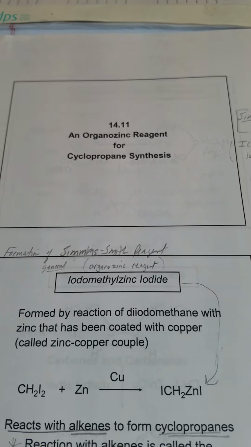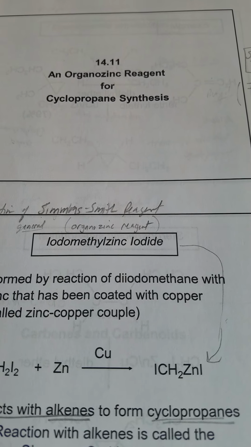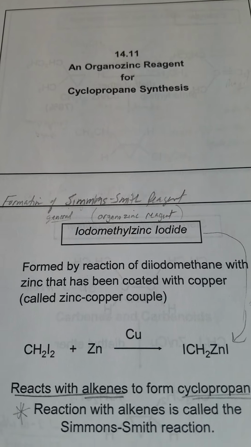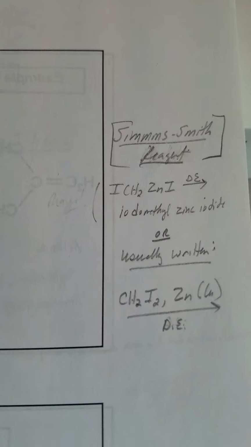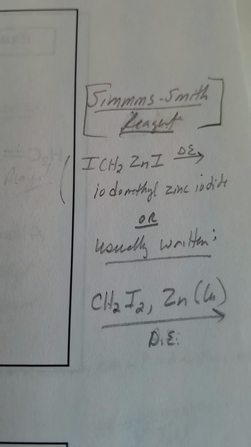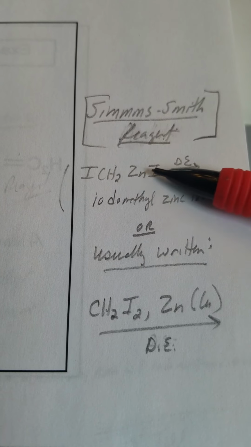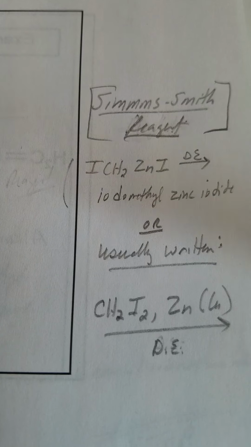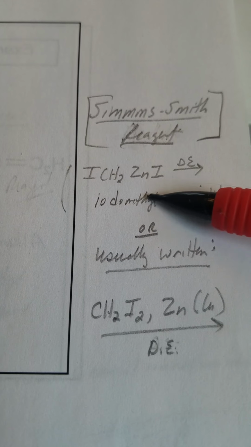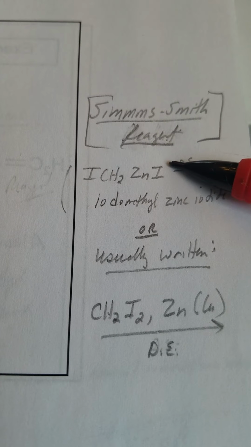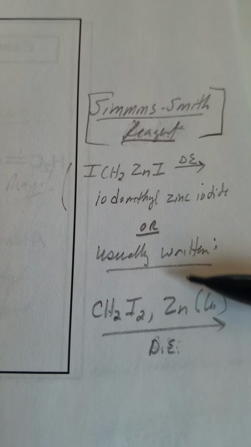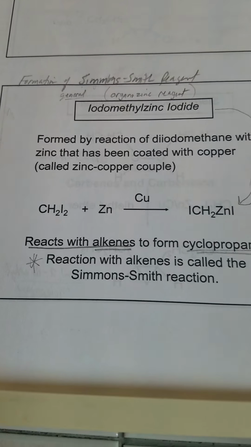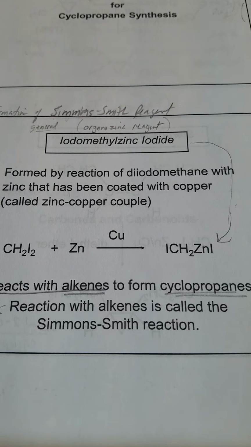The last reaction we're going to look at in this chapter is using an organozinc reagent to make a cyclopropane derivative. The reagent we use is called the Simmons-Smith reagent, and this is the general formula for it, or it can be written this way, which it usually is. It's an iodomethyl zinc iodide compound, or you can write it this way, which is actually how you produce it. The next little part just shows you how you get it, but we're not too interested in that process, but you can see on this slide how it's produced.